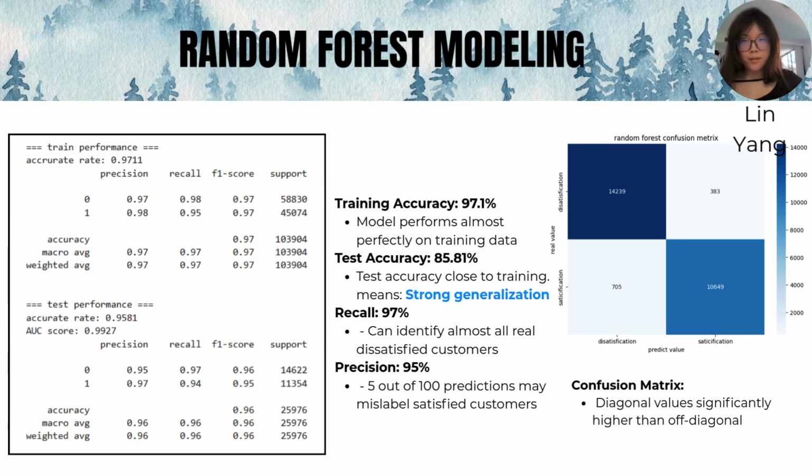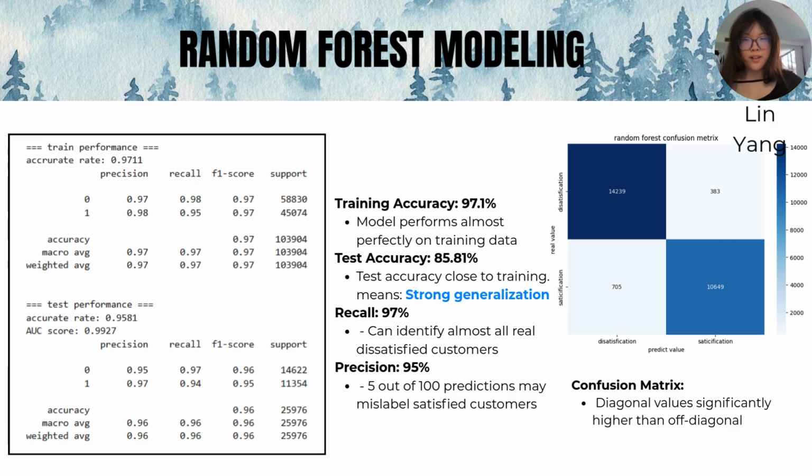Then let's talk about the random forest model. The model achieved 97.1% accuracy on the training set, showing it learned the data well. However, we remain cautious about overfitting. The test accuracy is also high at 85.81%, indicating good generalization to unseen data.